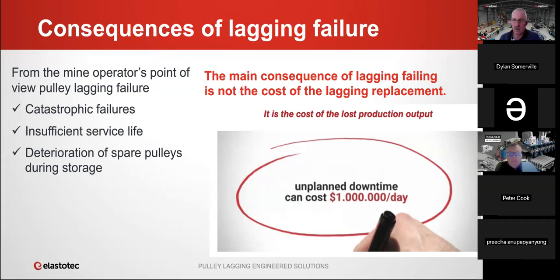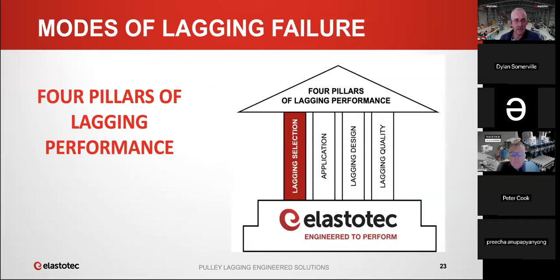So how do we avoid lagging failures? At Elastic, we talk about the 4 pillars of lagging performance. Every single one of these has to be correct. If one of them is not correct, the lagging's not going to perform as well as it could. And the 4 pillars are lagging selection, lagging application, lagging design, and lagging quality.